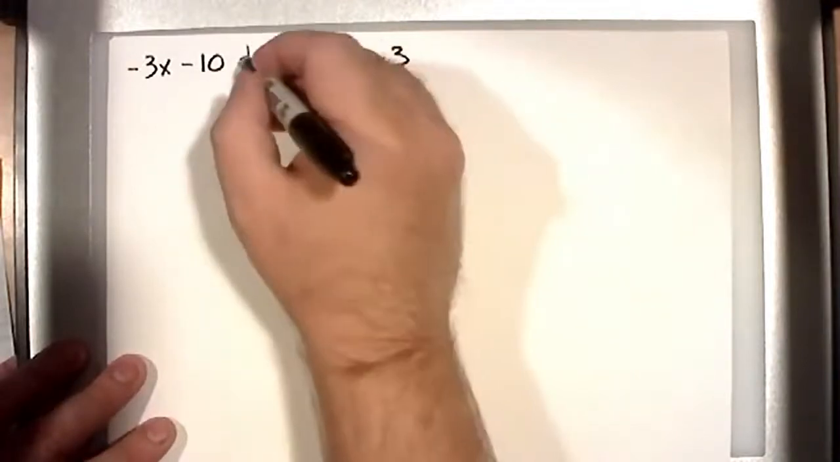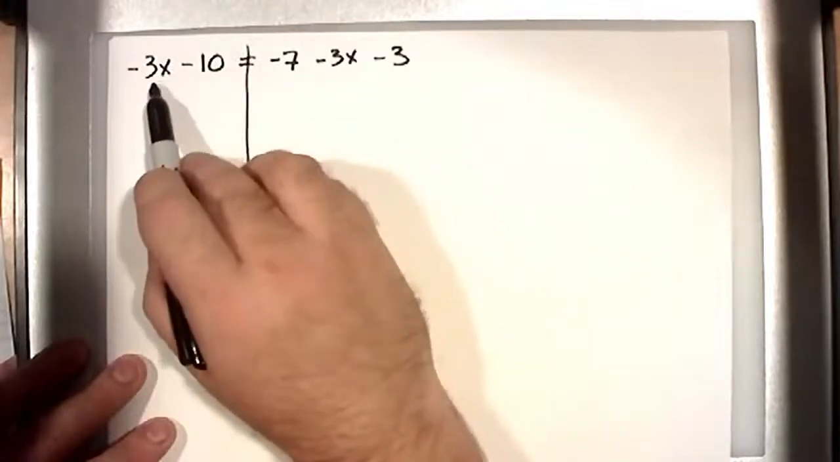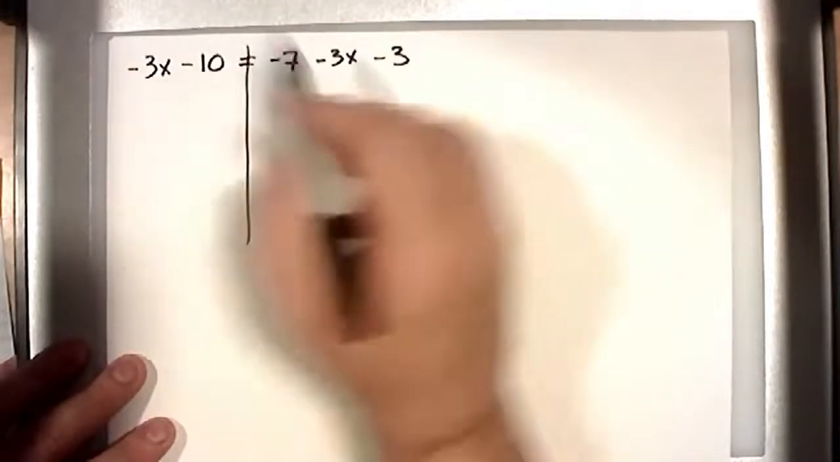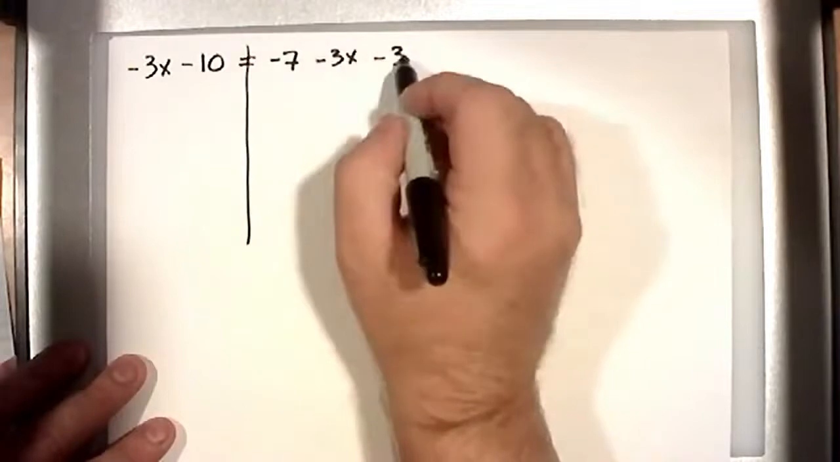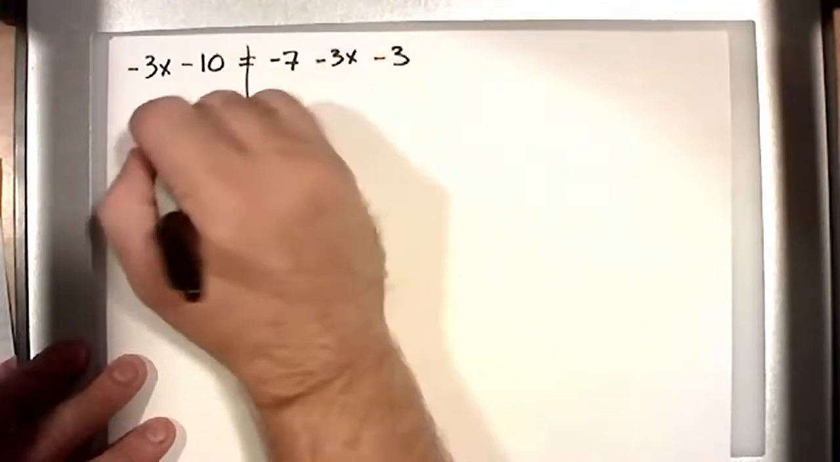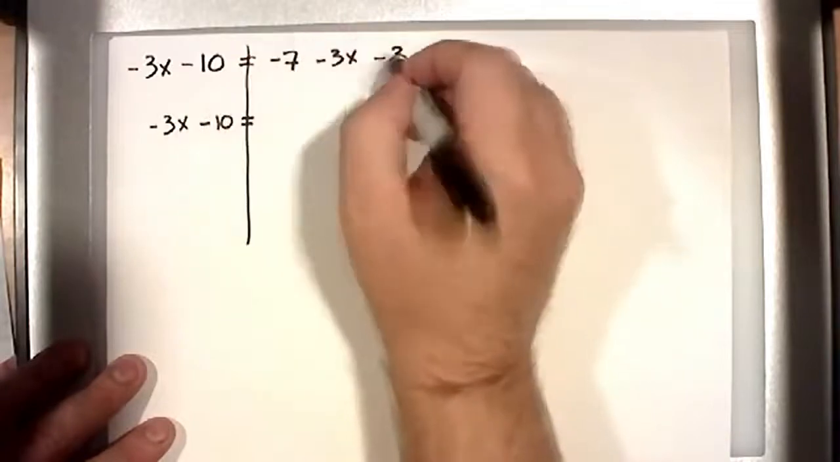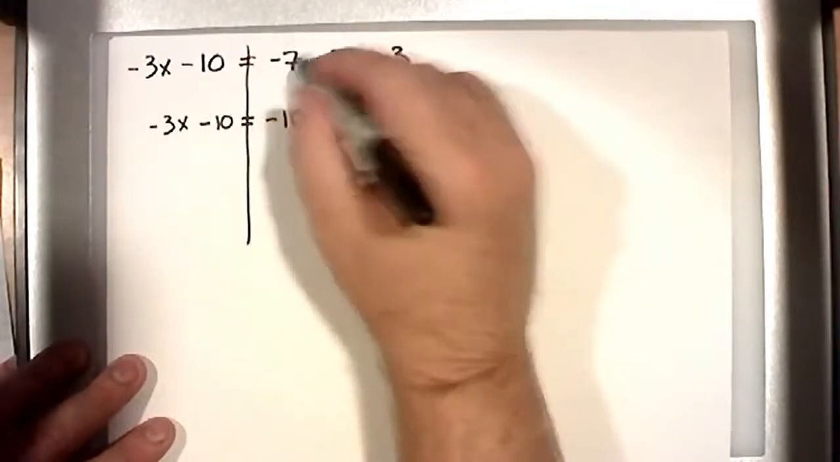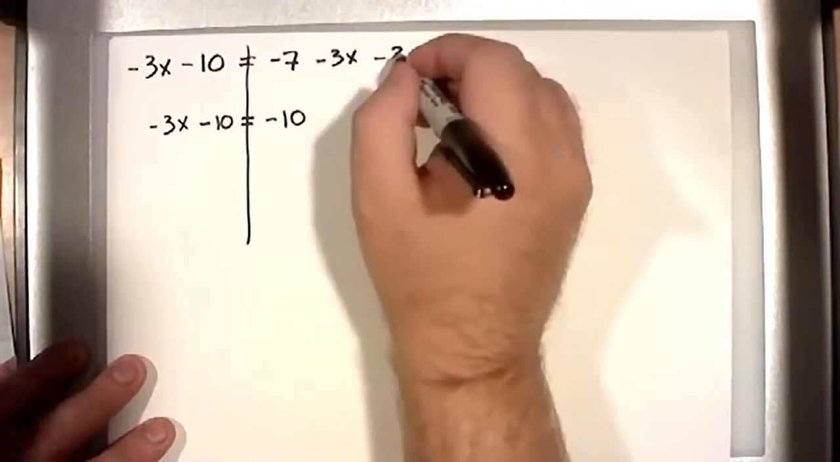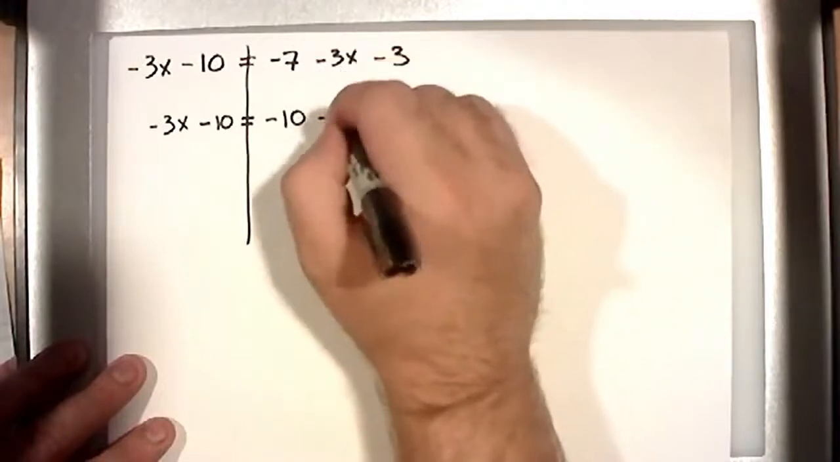Second step, can I clean anything up? Well, not on the left side. Negative 3x and 10 do not go together. On the right side, though, we got negative 7 and negative 3. We can put those together. So we got negative 3x minus 10 equals negative 7 minus 3. That's negative 10. Negative 7 and negative 3 are on the same side. You can just put them together. And you still have your minus 3x here.